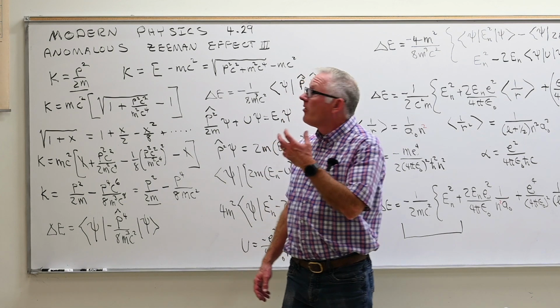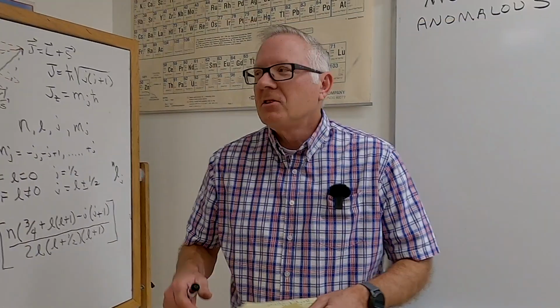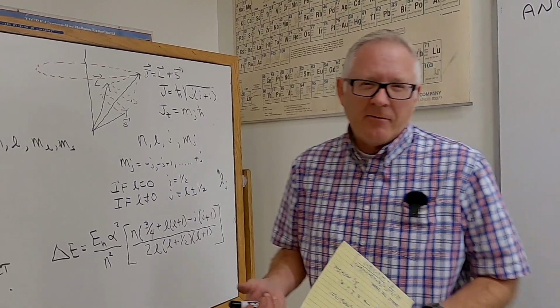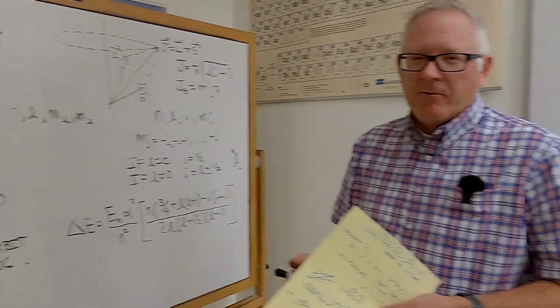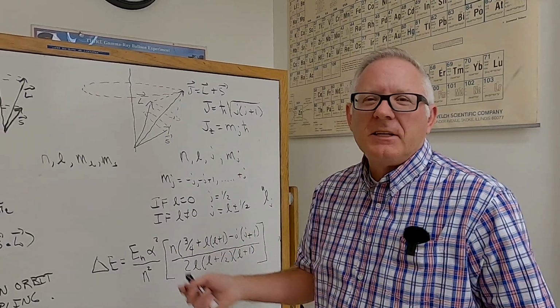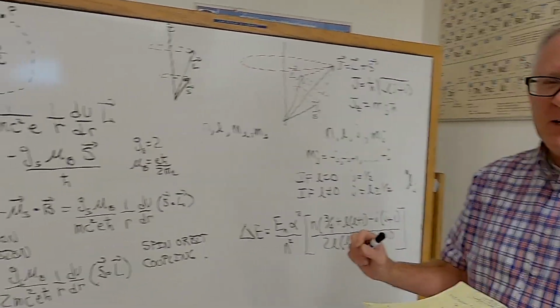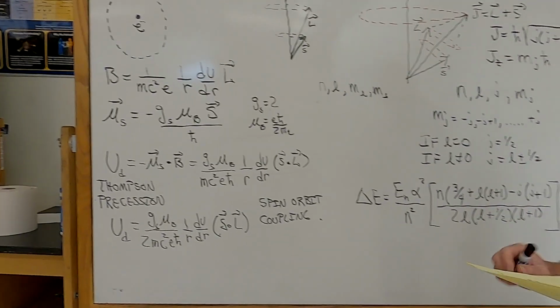So this is our third lecture on the anomalous Zeeman effect. Just to remind you, the normal Zeeman effect was when we had a strong magnetic field and we saw all those equally spaced spectral lines. But we said there's an even more common Zeeman effect called the anomalous Zeeman effect.